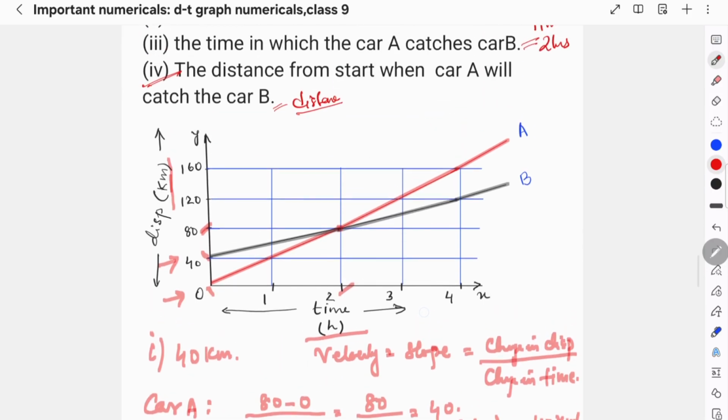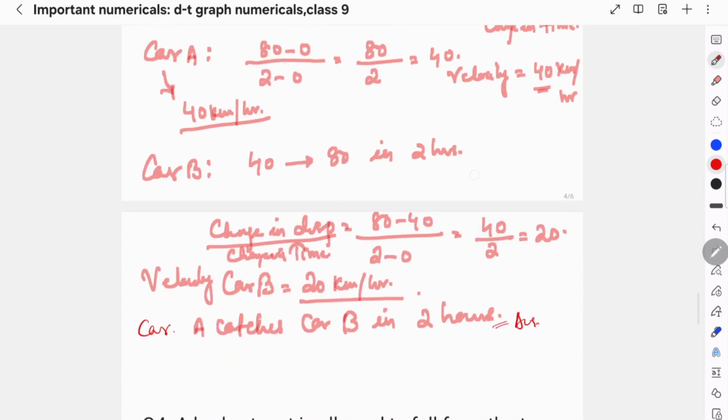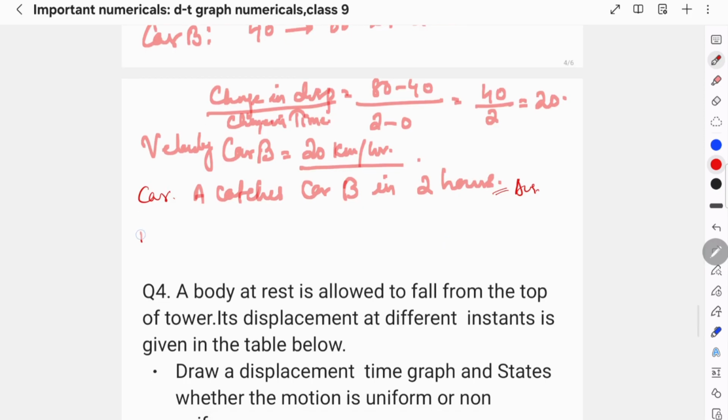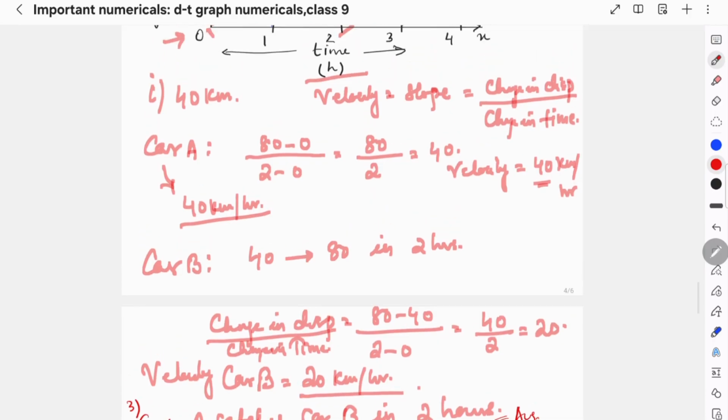Now see, from this graph we know at 2 hours car A is at 80 km and car B is also at 80 km. That means in 2 hours car A has reached the 80 km mark and car B has also reached the 80 km mark. So the distance from start when car A will catch car B is 80 kilometers. The last part, the answer will be 80 kilometers. This is the third part.